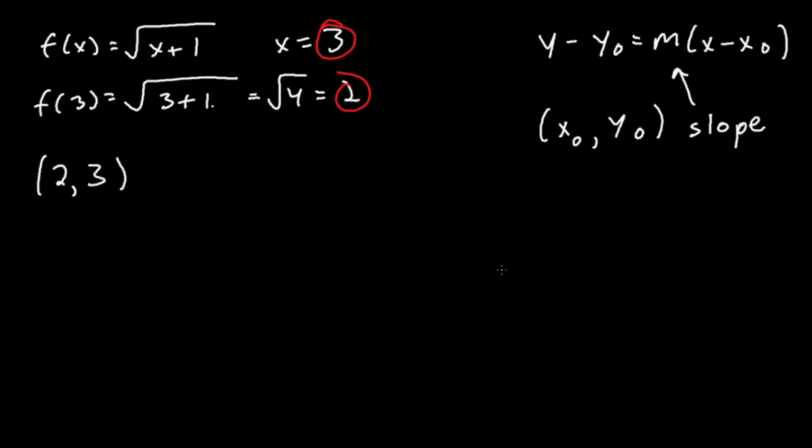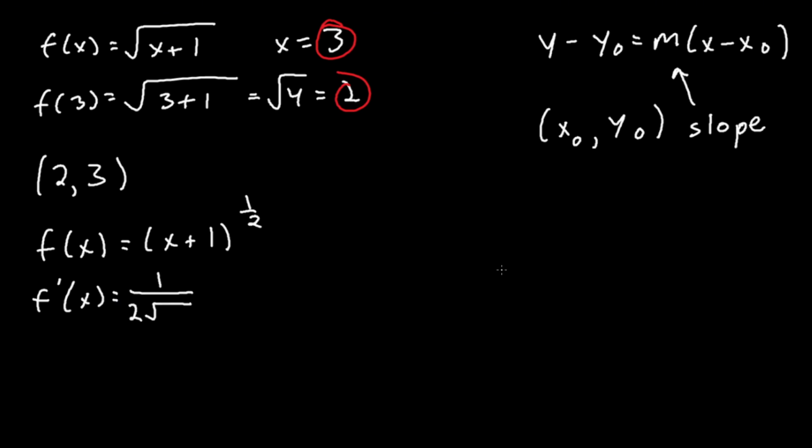Okay, let's keep going. Now that we have x null, y null, we need to find the slope of the tangent line, which is the derivative of your function. The derivative of your function using power rule is, well, technically your function. Let's write down the function: f of x is equal to x plus 1 to the power of 1/2. In order to find the derivative using power rule, you get 1 over 2 square root of x plus 1.